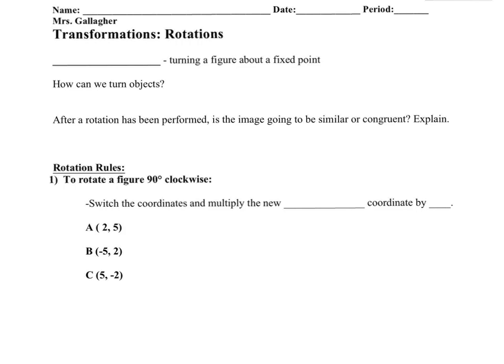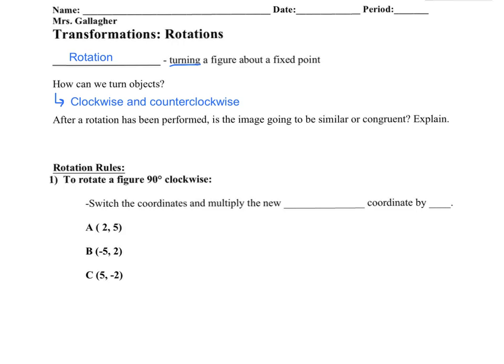So, a rotation is turning a figure about a fixed point. A rotation is a turn. And how can we turn objects? Two ways, clockwise and counterclockwise. So, we turn a rotation clockwise and counterclockwise.